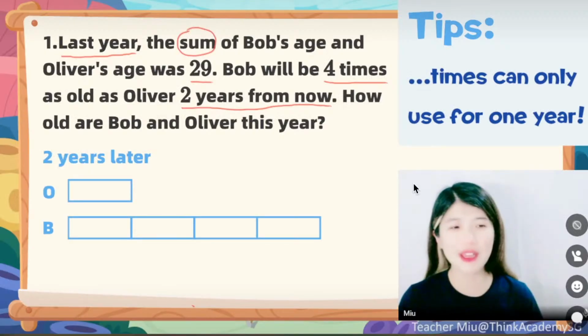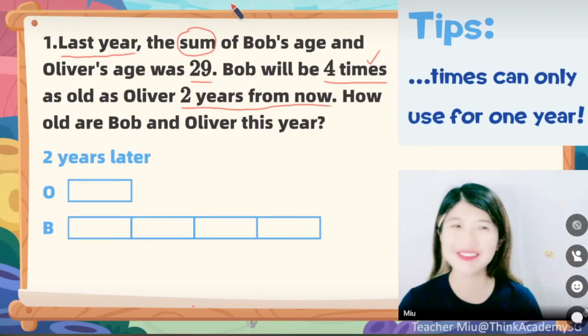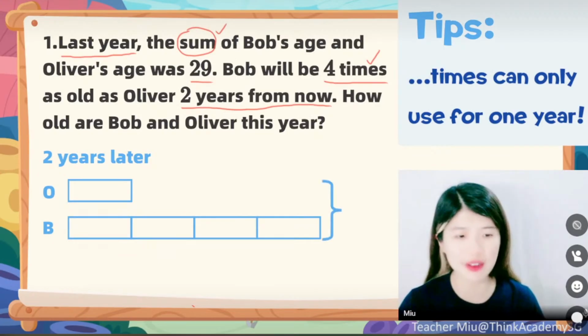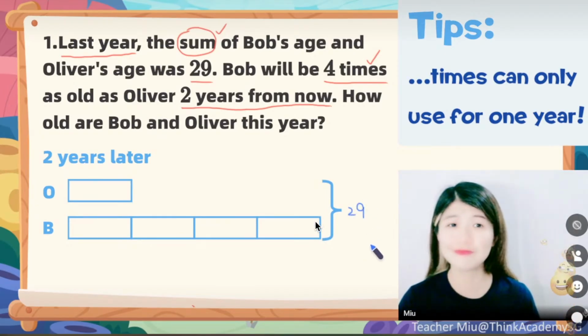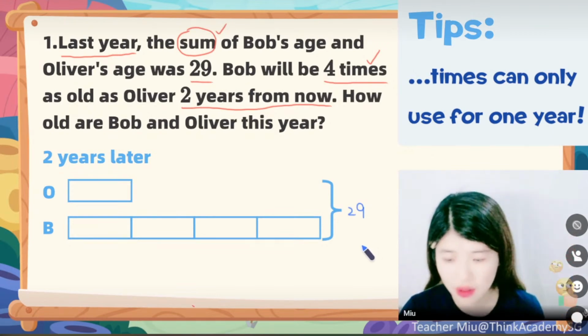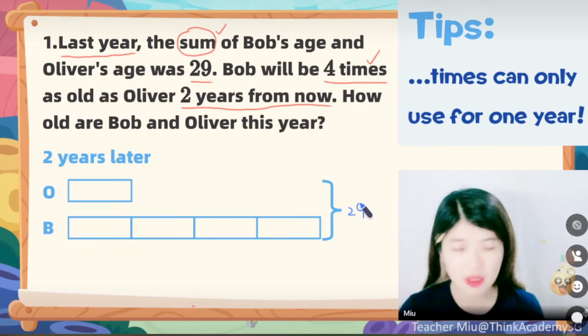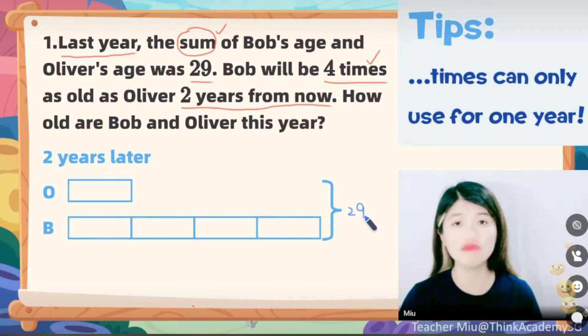All right. Then what else can we do? Now we have used the multiple relationship already. What else can we use? Well, we still have another thing called the sum. So let's label the sum at the right. Can I say the sum here is 29? Why not? The question said the sum was 29. Why can't I label 29 here?